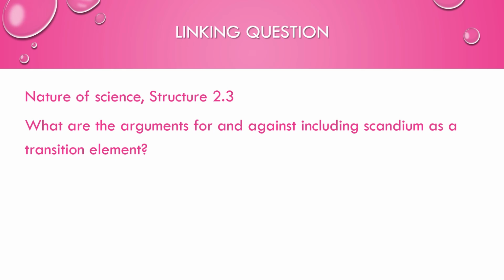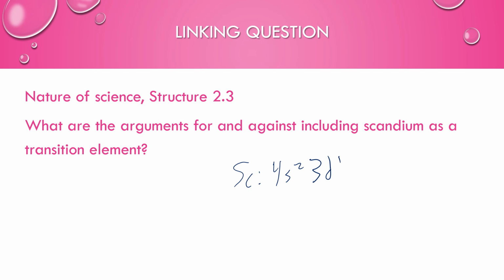And then let's go ahead and link this back to structure 2.3, arguments for and against including scandium as a transition metal. Scandium, if I'm just looking at the outermost electrons, is 4s2, 3d1. It only has 3 electrons past its core noble gas configuration. So scandium is a member of the d block. It has electrons in 4s and 3d as a neutral atom. So that could be an argument for including it as a transition metal. It also has an unpaired electron in the 3d sublevel as a neutral element. All good arguments for including it.